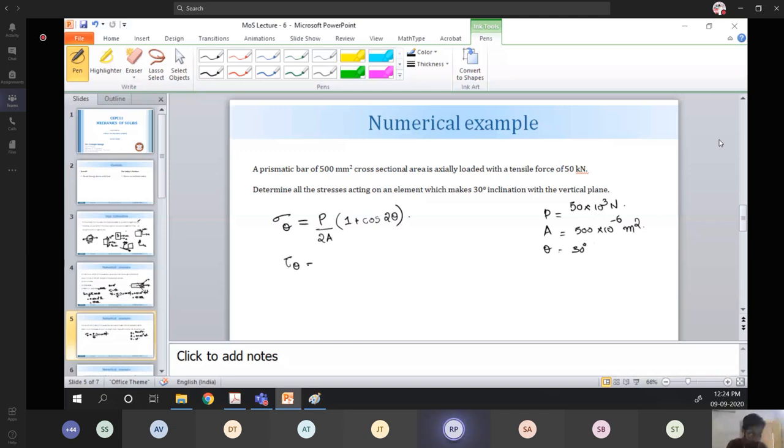So what can you say about the shear stress value? That will be P by 2A sin 2 theta, sir. Okay, can you give the values for this? Yes, sir, one second, sir. So for sigma theta, it will be 56.2 megapascals.